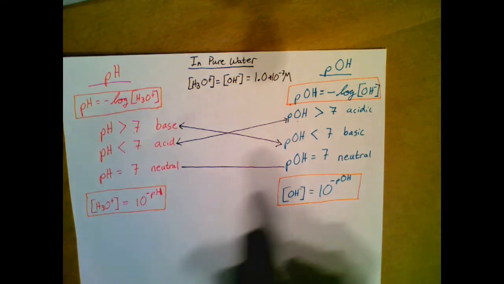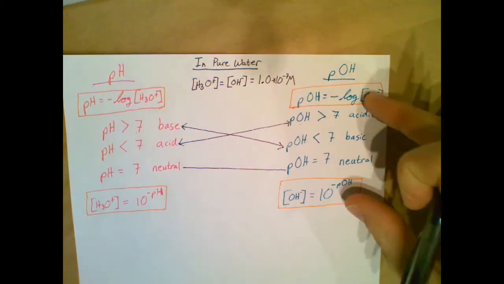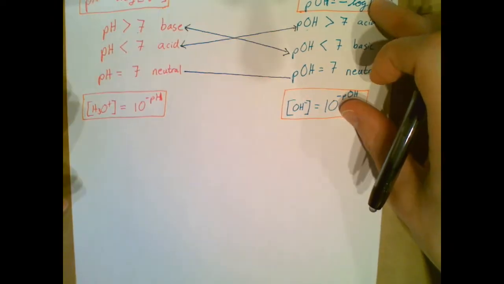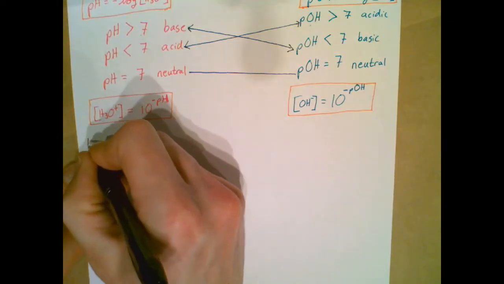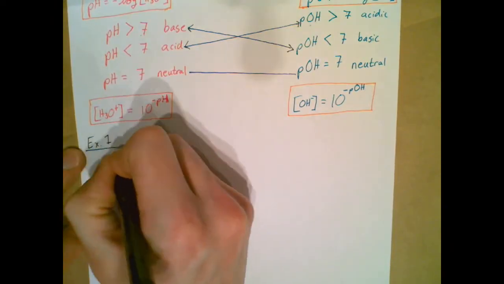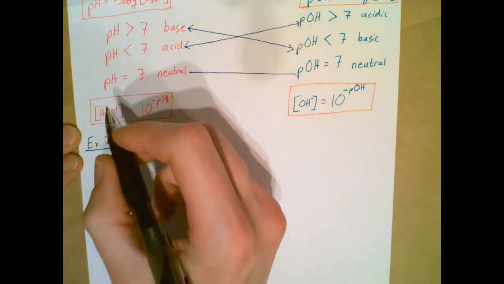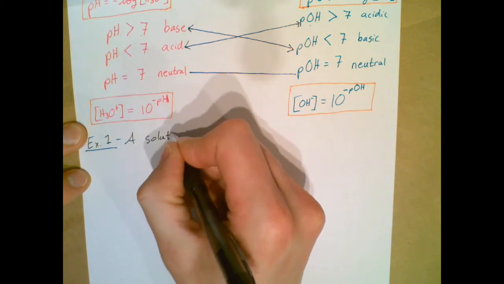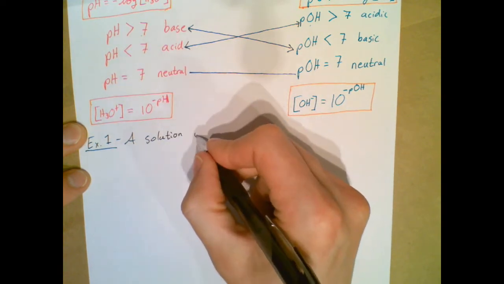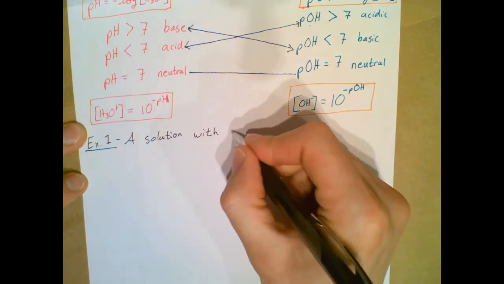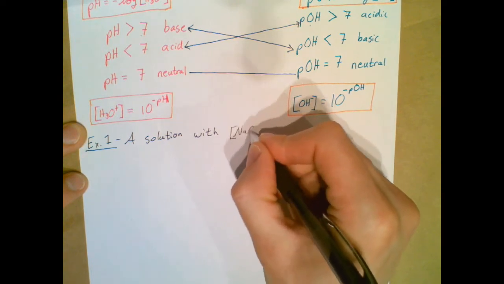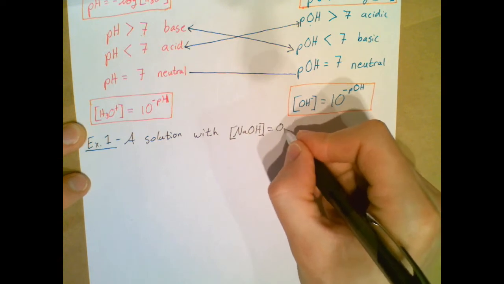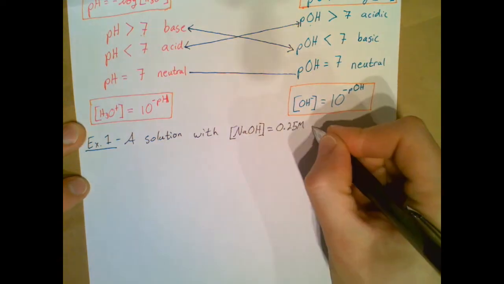Previously, I showed you how to use these 2. So let's just do a couple of quick examples about how we would actually work with these. So example number 1, a solution with a concentration of NaOH equal to 0.25 molarity is made.